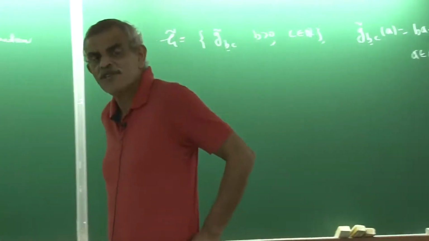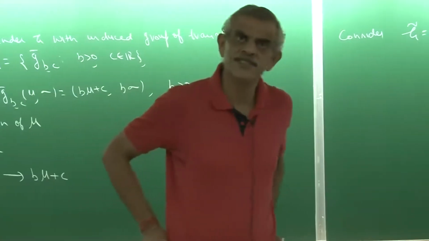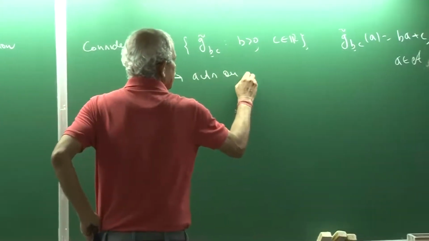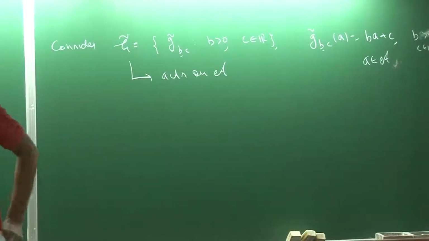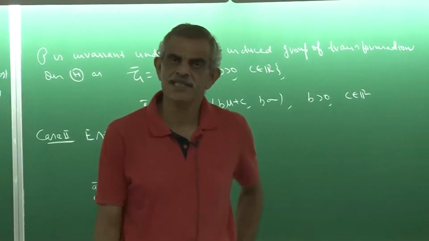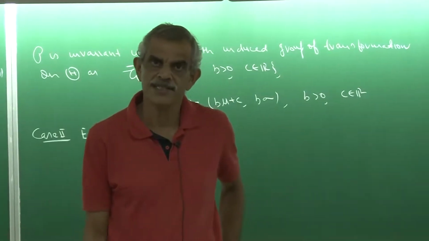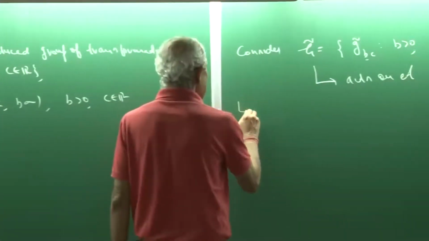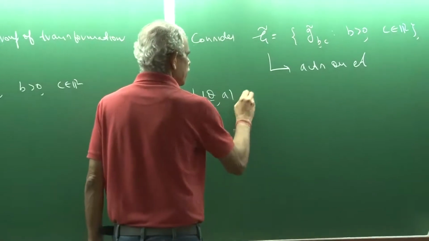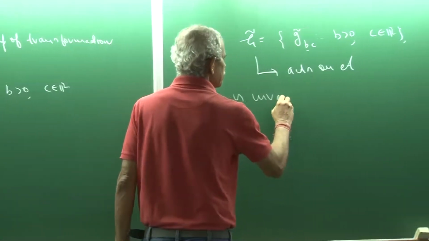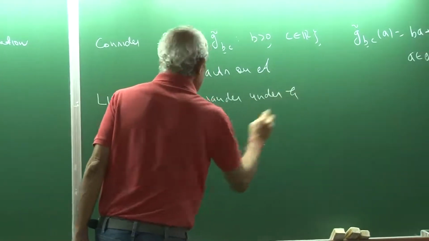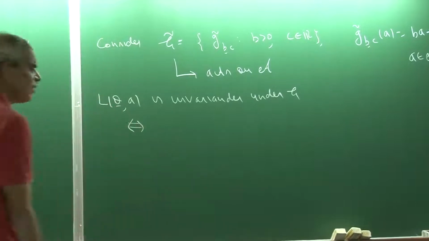Now I have to identify what kind of loss functions would be invariant under this, which acts on the action space A. I need to identify what should be the structure of my loss function so that the estimation problem at hand remains invariant under this group of transformations G. So L(theta, a) is invariant under G if and only if, what happens?